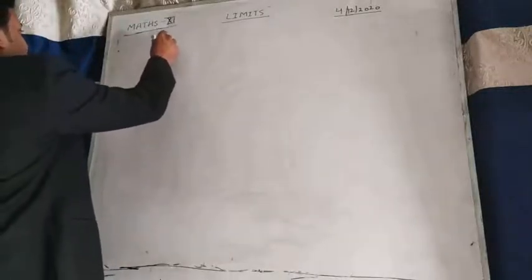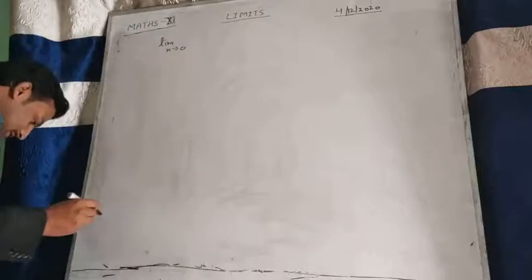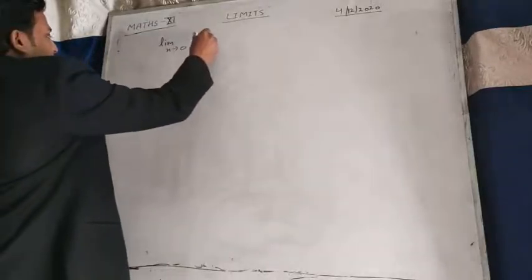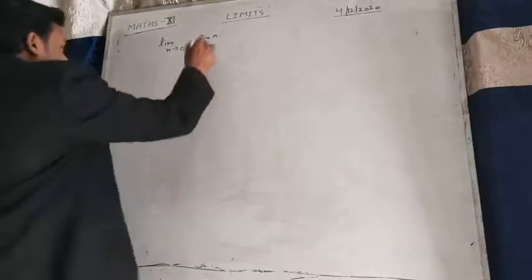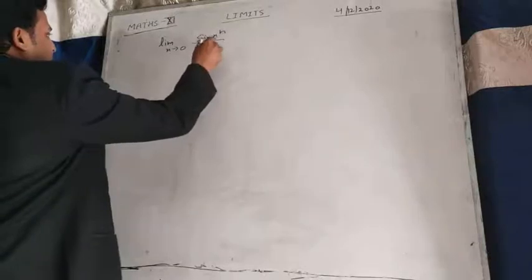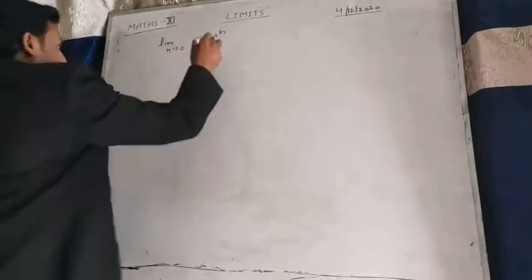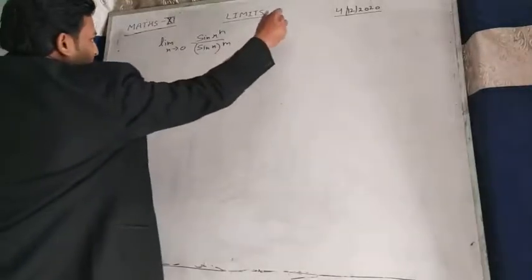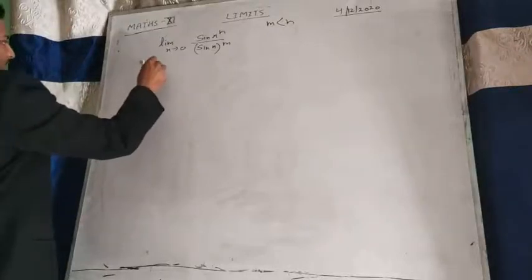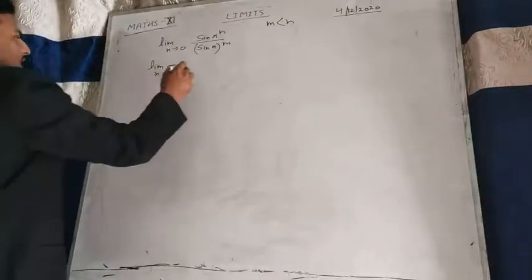limit x tends to 0 of (sin x)^n by (sin x)^m. Okay, students, so this is our question and we have to find the limit of this expression, where m is less than n.